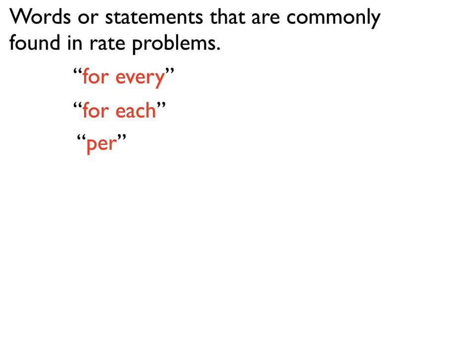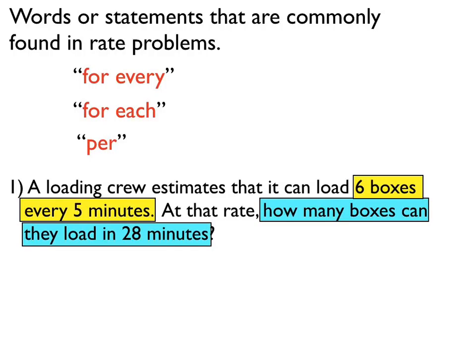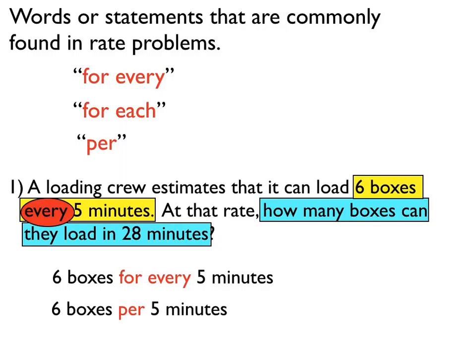And we've worked with these terms before. Means the same thing. So looking back at number 1 here, do you see any of those words in the word problem? Yes or no? Yeah, which one? It's yellow. Every. Good. Every or for every, that means the same thing. So 6 boxes for every 5 minutes or 6 boxes per 5 minutes. This means the same thing. And that means that you can use a proportion to solve this problem.